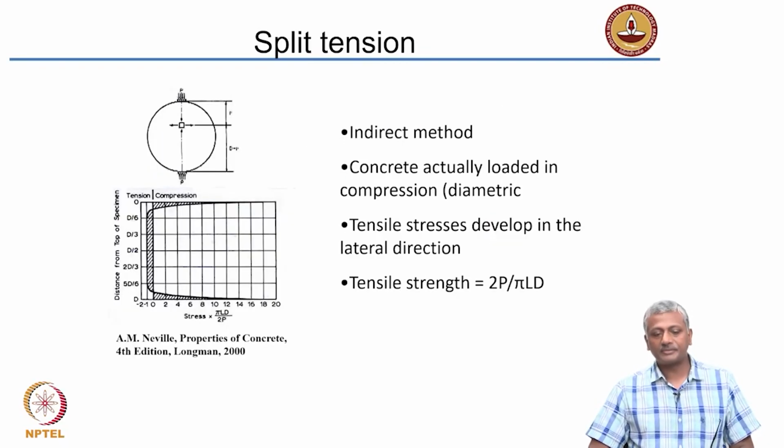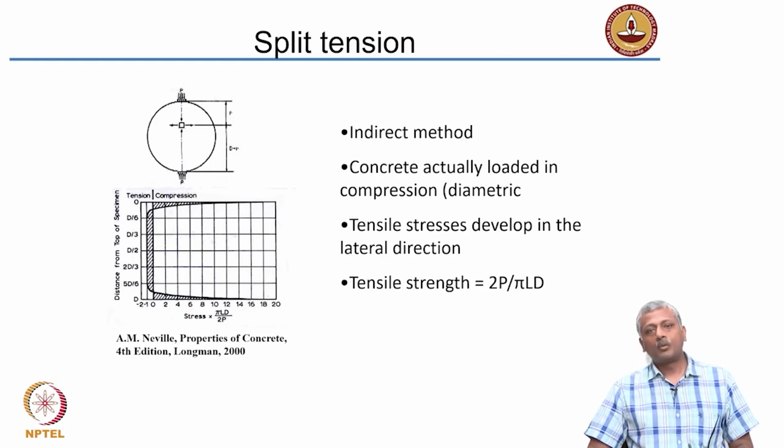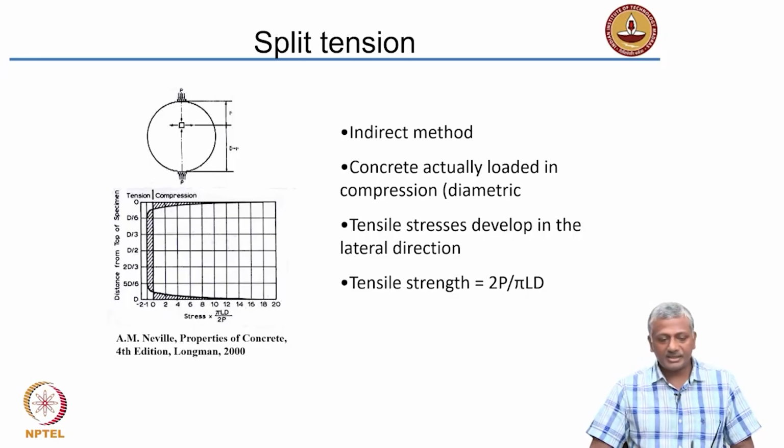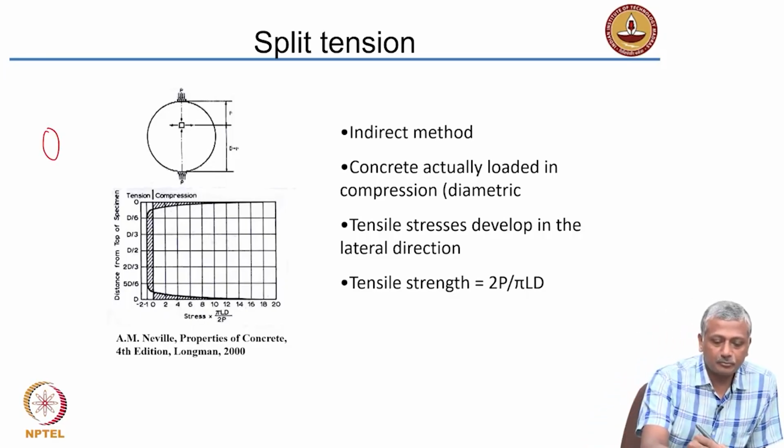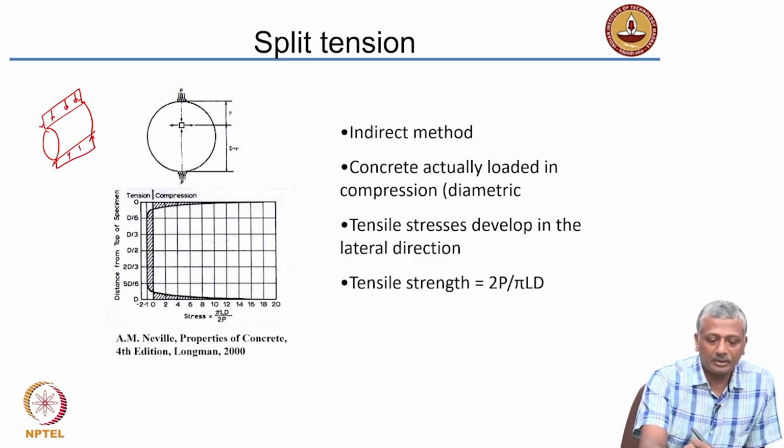What are the indirect methods? One is called split tension test. Why is it an indirect test? Because we are not applying a tensile load here, we are applying a compressive load. So, we take a cylinder of the concrete and we subject it to a line load, a diametrically opposite line load, and that is what you are seeing.